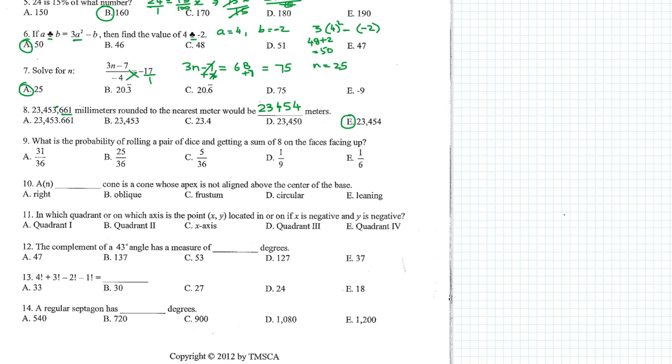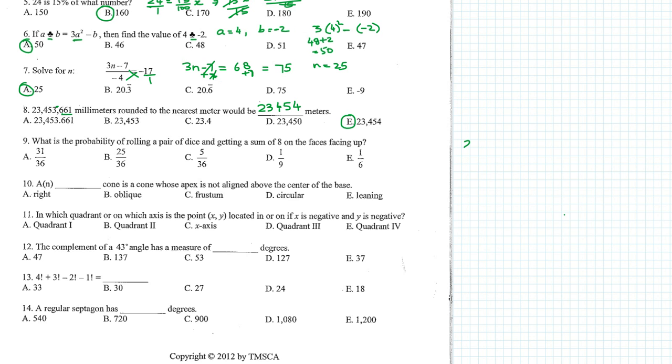Question 9. What is the probability of rolling a pair of dice and getting a sum of 8 on the faces facing up? So how can we get a sum of 8 when we roll a pair of dice? There are several ways how that can happen.